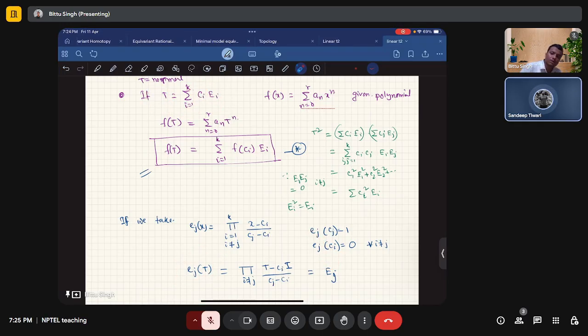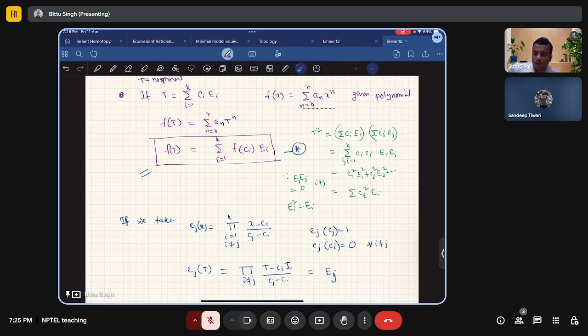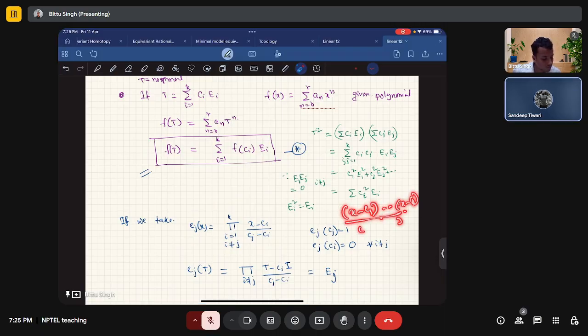Sir, Ej is linear? No, Ej is not linear. Yes, capital Ei, those are linear. But small ej is any polynomial. It is a polynomial like this, x minus c1 up to x minus ck. But x minus ci is not there. Correct.